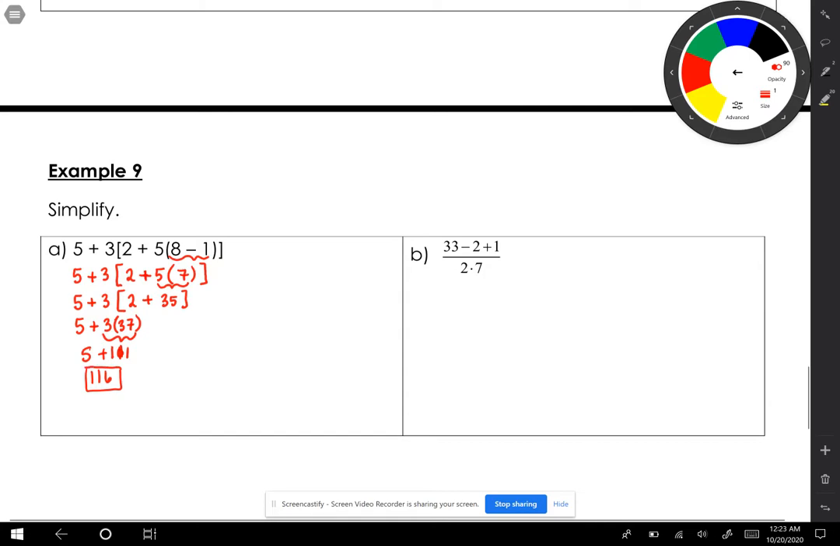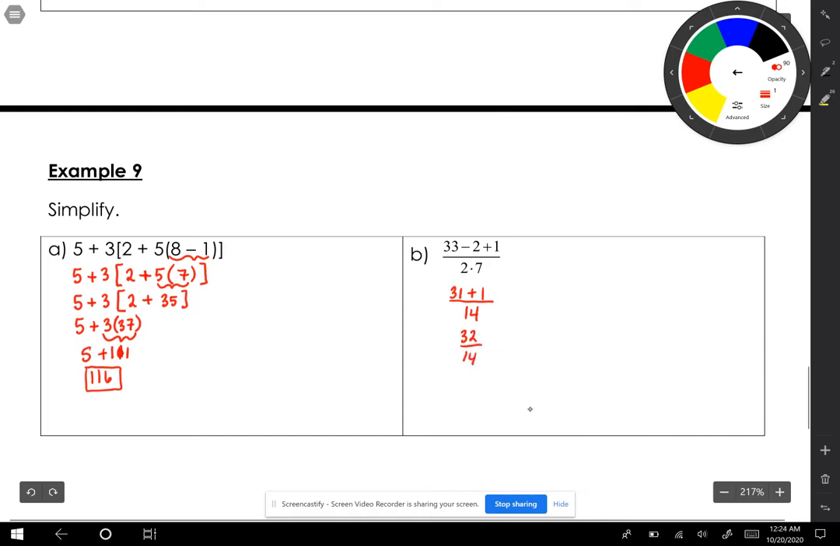Last problem. With fractions, you can do numerator first, denominator second. It doesn't matter, but stick to one or the other. So I'm going to do my denominator first because it looks pretty easy. 2 times 7 is 14. I'm going to do the numerator next. In the numerator, notice you're subtracting, adding. Subtraction comes first, so you're going to do it first because it's equal weight. So 33 minus 2 is 31 plus 1. And then you have 32 divided by 14.